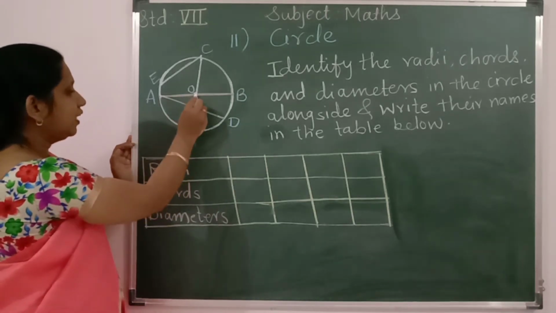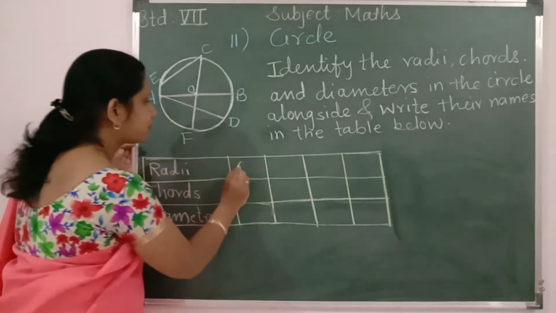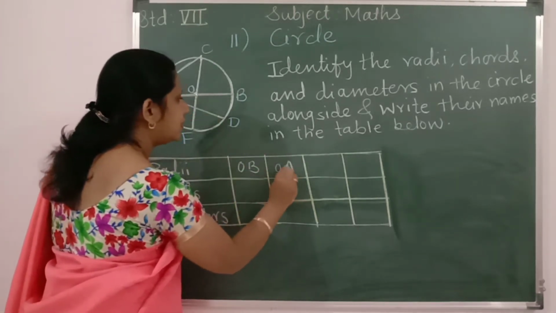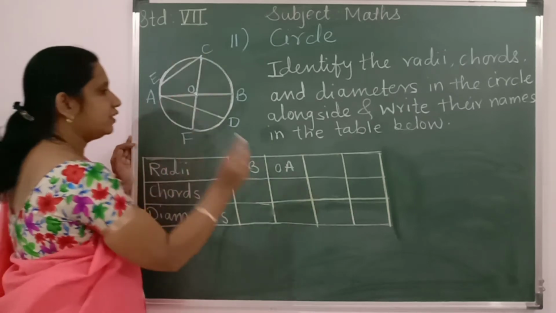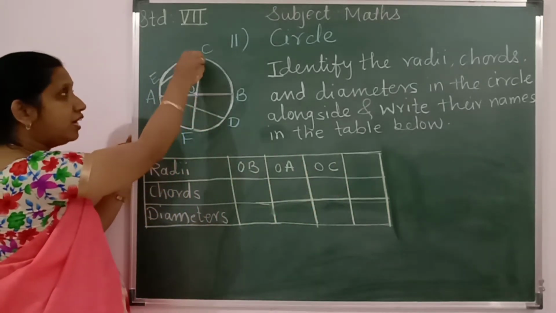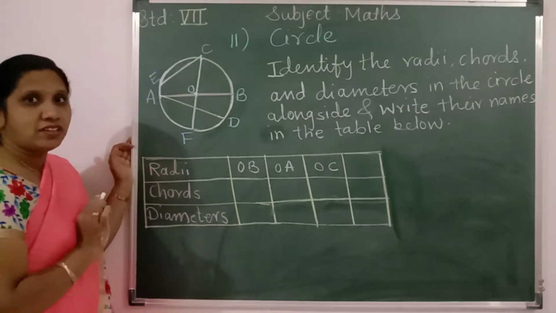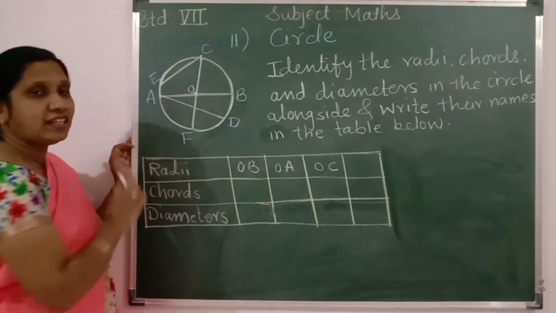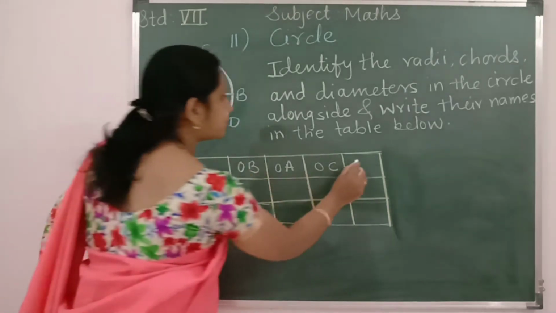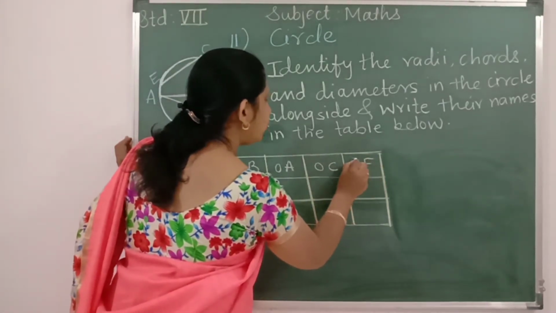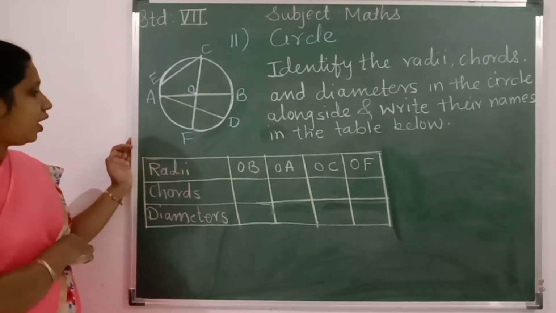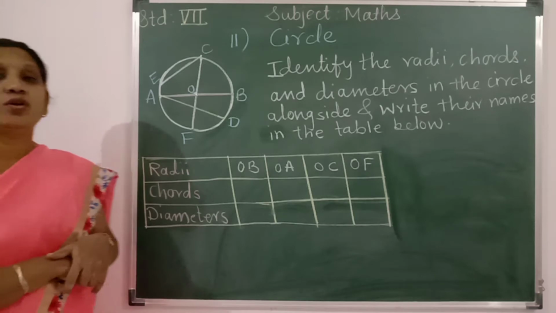Let us write OB, OA. Next to that, OC. Have a look at the board. From the center till the point on the circle, I am considering only that distance, that is radius, and OF. So these four are radii.